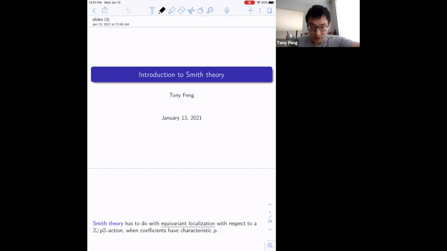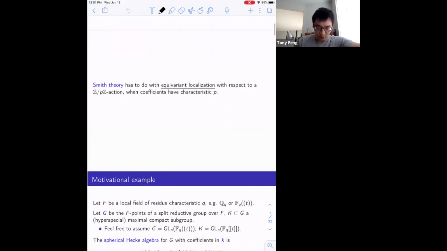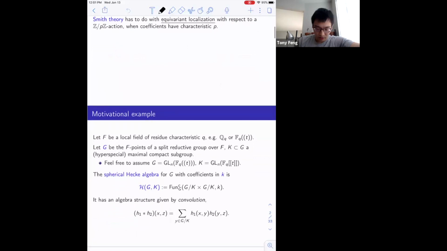Okay, thanks for the opportunity to speak. So to say something briefly, Smith theory is about equivariant localization with respect to a Z mod P action where your coefficients also have characteristic P. I'm going to begin with a motivating example, which is at a lower categorical level than we're ultimately going to be interested in, but it exhibits a lot of the features we care about.